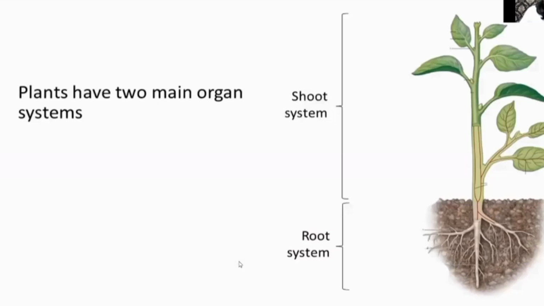Okay. Now, can you see in the picture, children? Plants have two main organ systems. The first one is the shoot system, that is anything that comes above the ground, and the root system is the root that grows below the ground into the soil. So plants have two main parts, the shoot system and the root system.